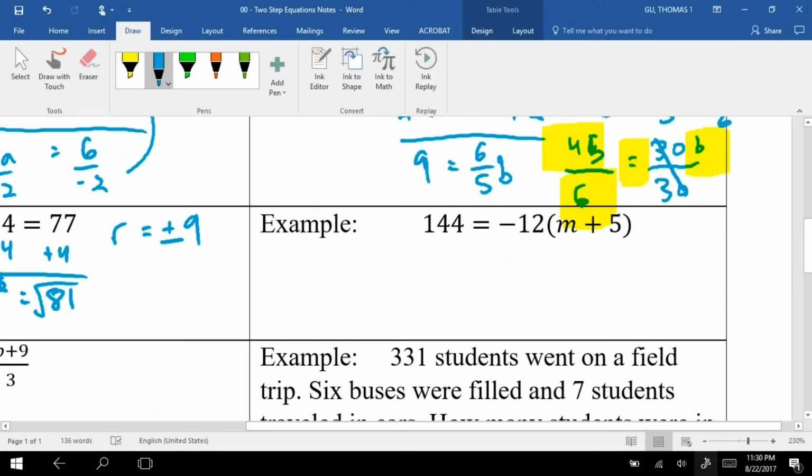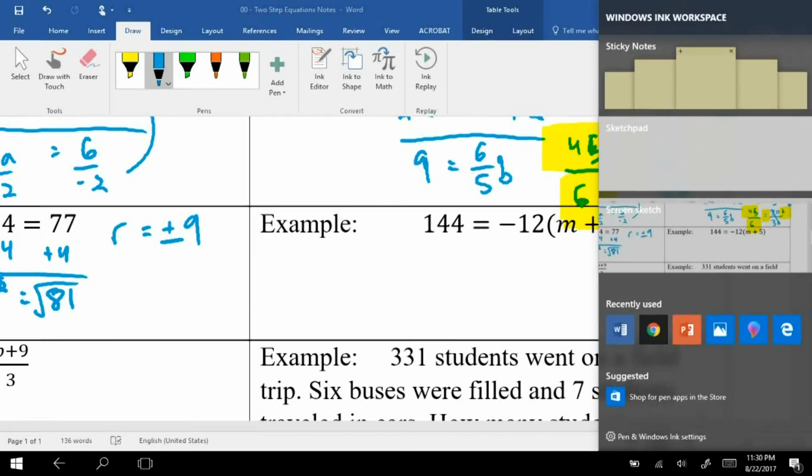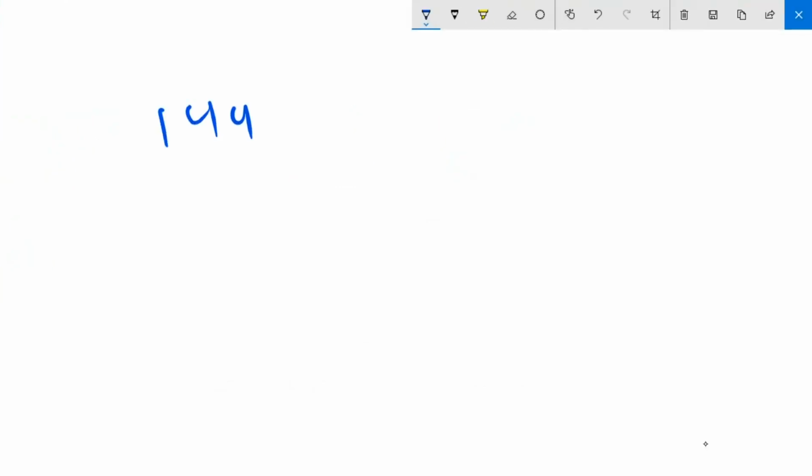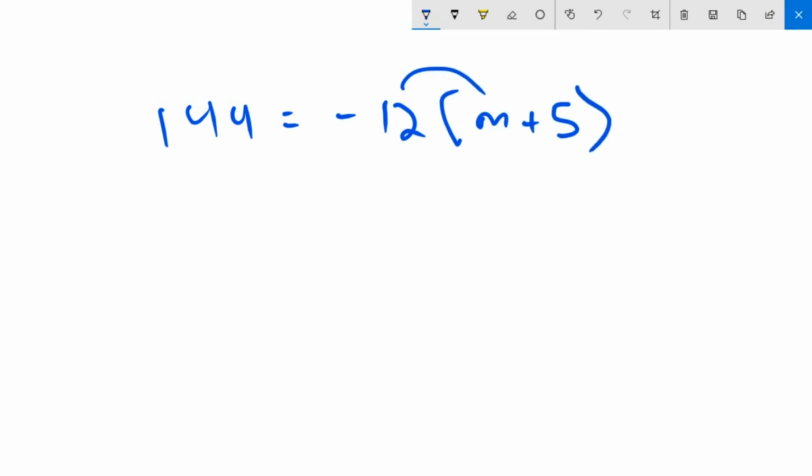144 equals negative 12 times m plus 5. Now we could do this: negative 12 times one of these. So we could go negative 12m, and then negative 12 times 5. What's that? That's negative 60.